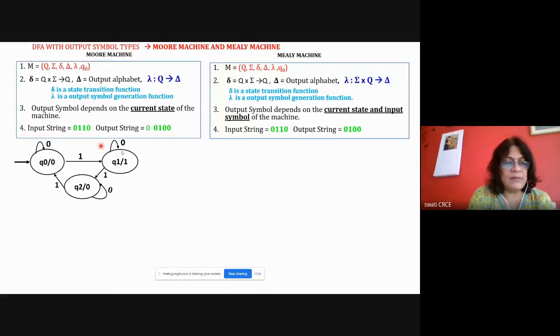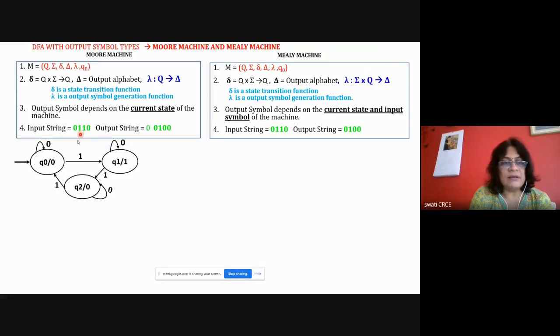And in this diagram, I'm saying that if it is in Q0, it is going to generate 0. If it is in Q1, it is going to generate 1. If it comes to Q2, it will generate 0. So let's say this is the input string 0, 1, 1, 0. The machine will start from here. Once it reaches Q0, it will generate this first 0, which we have to ignore for the Moore machine. Then for the first 0, it is generating the output symbol 0. So here the output is 0.